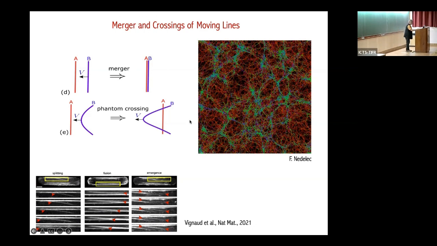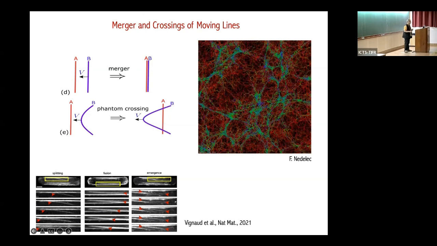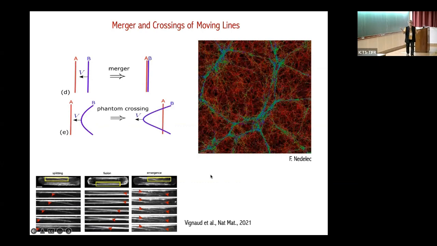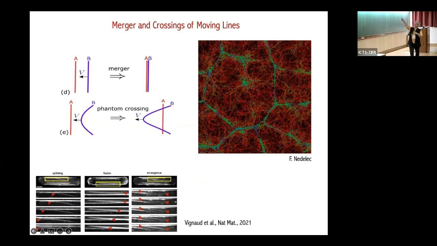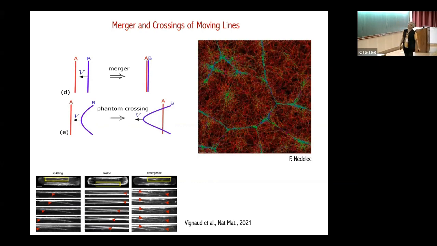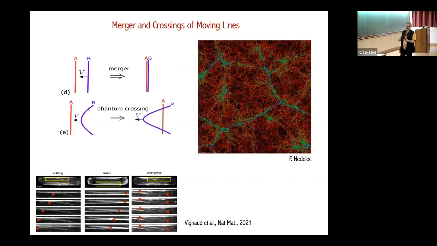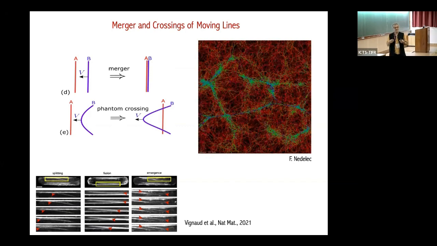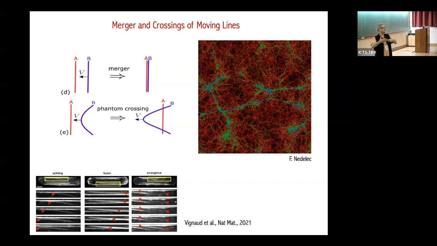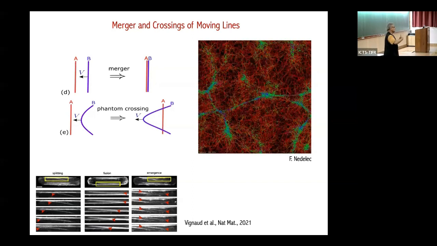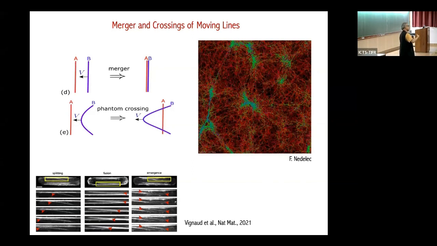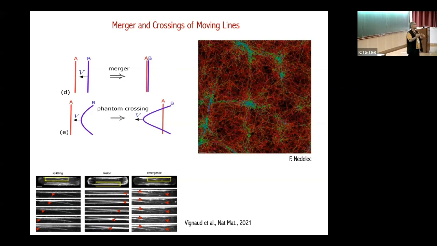For instance, this is a nice picture, an agent-based simulation by Francois Nedelec. Again, starting with the same kind of initial conditions, do you see the singular lines? The singularity, of course, is suppressed by the steric interaction and so on. So it's not a real physical singularity, because the molecules have a finite width. This is agent-based simulation, Langevin dynamics.